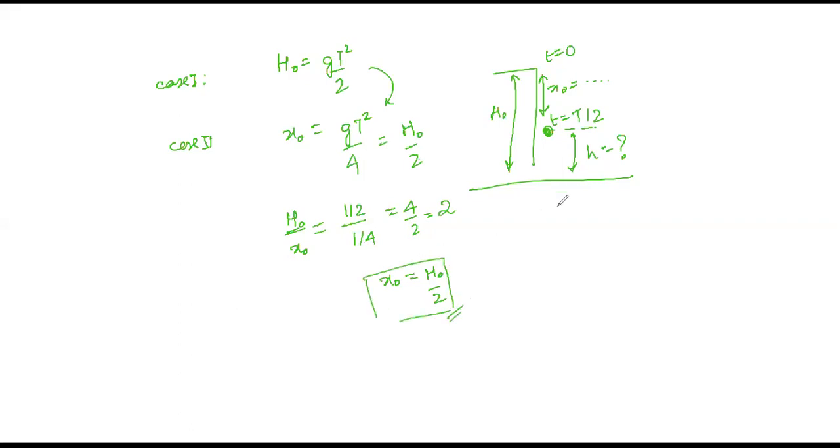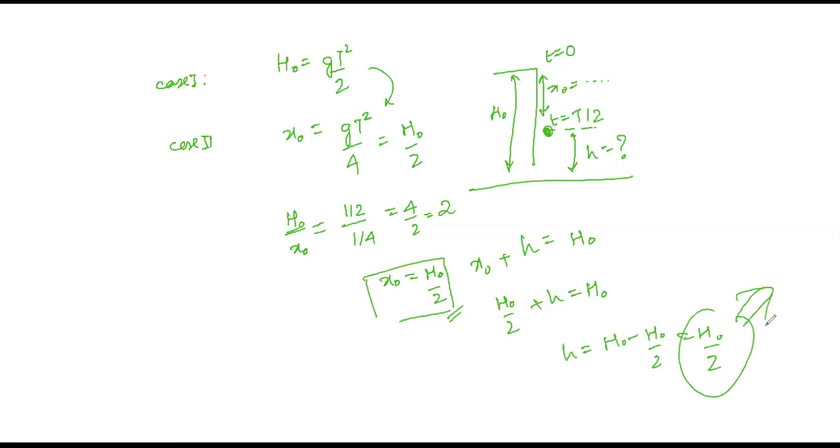Once you have this expression, you can very easily find out. You can see in the figure that small h plus x naught is giving you capital H naught. Value of small x naught came out to be h naught by 2. So you will have small h is equal to h naught minus h naught by 2, which gives you h naught by 2. This is your answer. So question was how far above the ground the ball is placed at t is equal to t by 2. So your answer comes out to be h naught by 2.